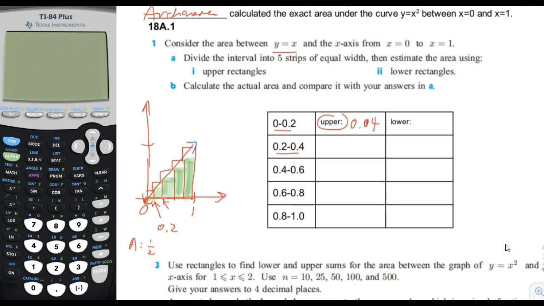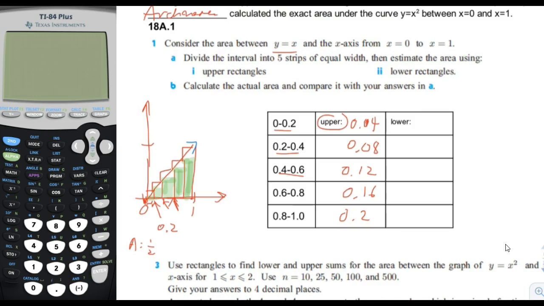Okay, what about the interval from 0.2 to 0.4, which is right there? The height would be 0.4, and the width would be 0.2. So that multiply that together, we get 0.08. What about from 0.4 to 0.6? The height would be 0.6, and we would multiply that times a width of 0.2. So that would be 0.12. And so you can see the pattern here. The next one would most likely be 0.16, and the next one, the last one, would be 0.2.